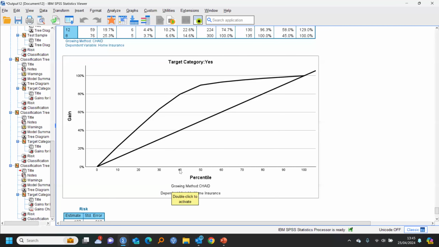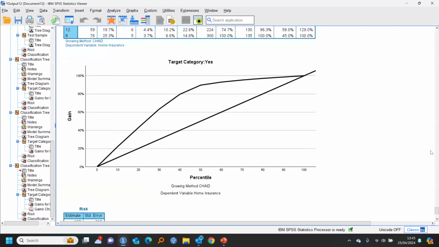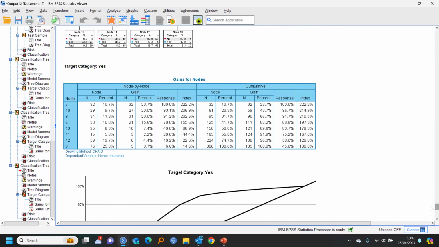And if I could increase my budget to target 40% of them, then that would get up to nearly 70%, 78% maybe of the people. So this is basically a graphical representation of that table. And it's a way to help us work out what proportion of the base we would have to target if we were working with the decision tree in this manner. We're trying to build a predictive model.